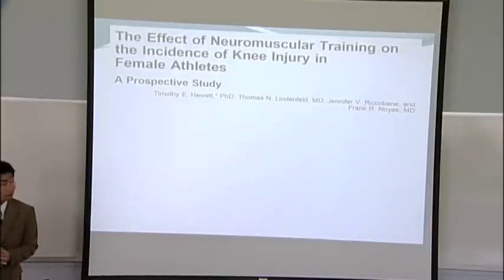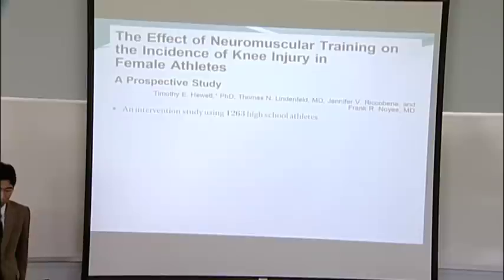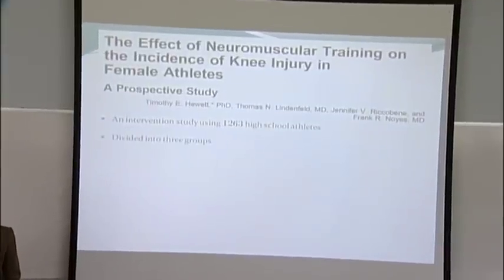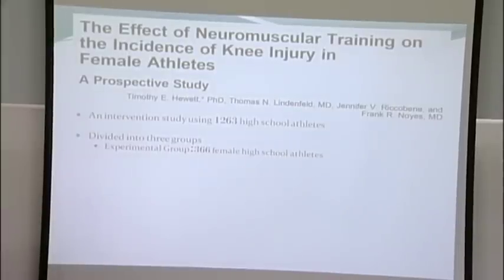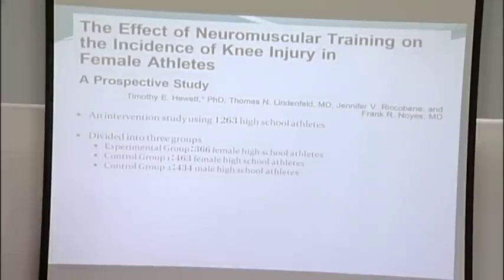And this is probably the most famous intervention study. What they did was they used 1,263 high school athletes and divided them into 3 groups. One is the experimental group, consisting of 366 female high school athletes. Then they have a control group, consisting of 463 female high school athletes, and another control group consisting of 434 male high school athletes. Then the athletic trainer in each high school collected ACL injury occurrence rates.